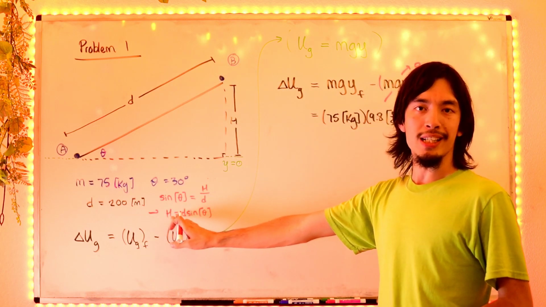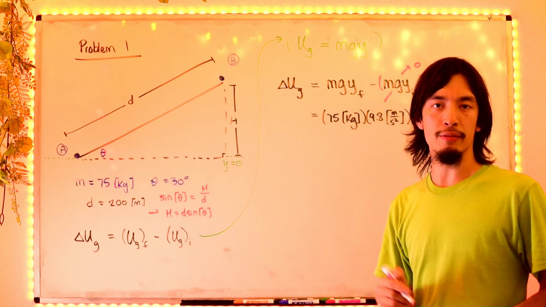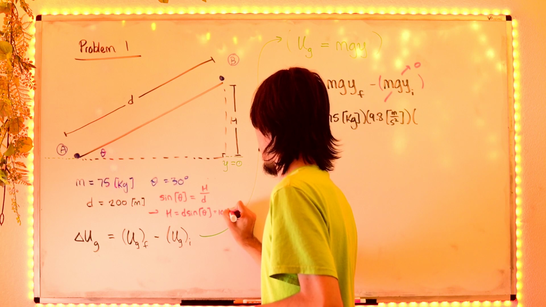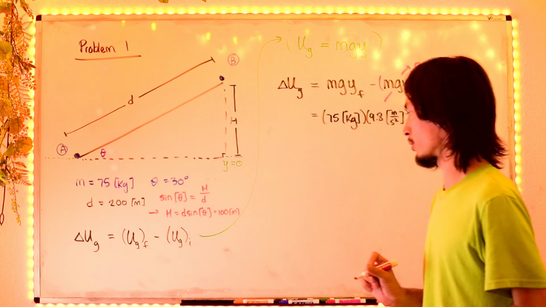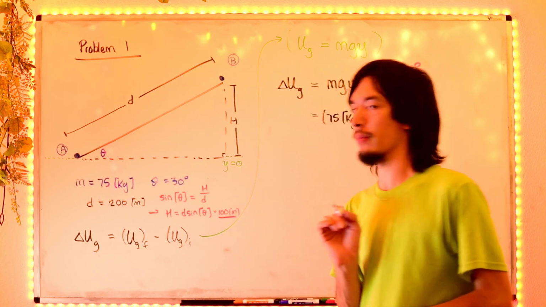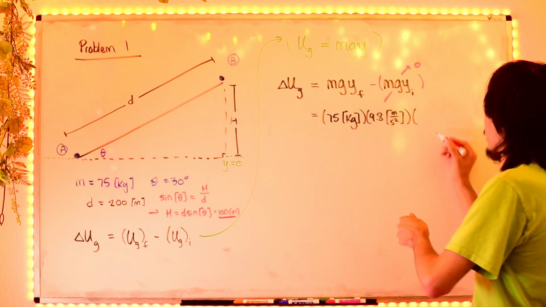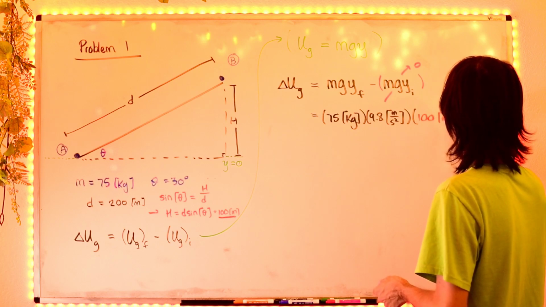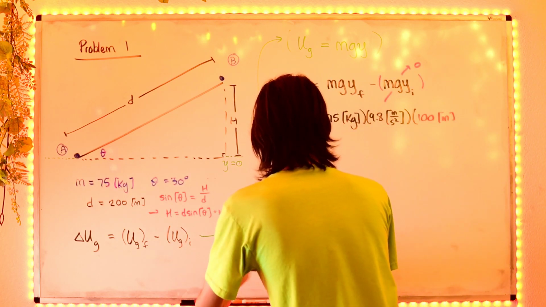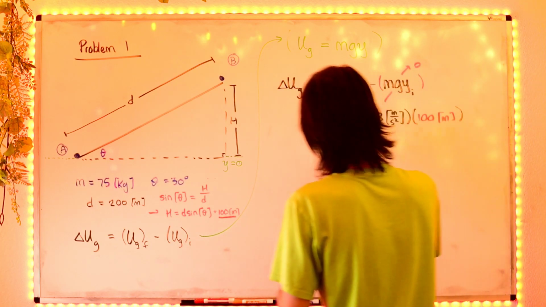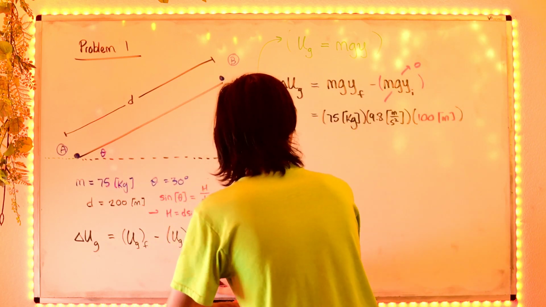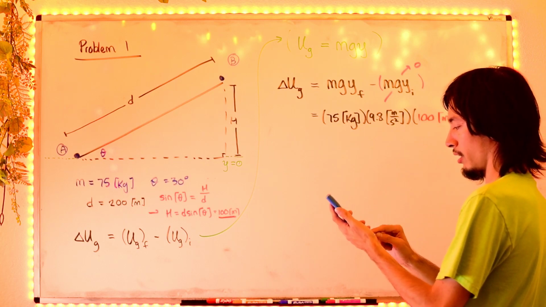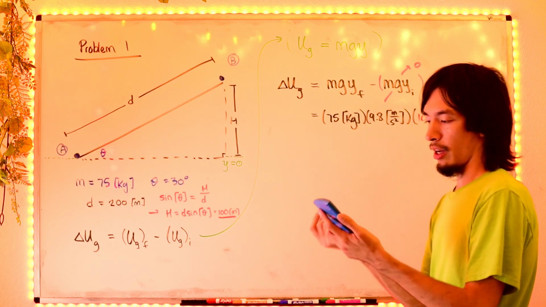So h equals d sine theta. Plug in the value for d and plug in the value for the angle, and for that you should get that it's 100 meters. So 200 times sine of 30 should give you 100. And that 100 is what we're going to use here, so 100 meters of height. So we calculate this, and so 75 times 100 is 7,500 times 9.8.